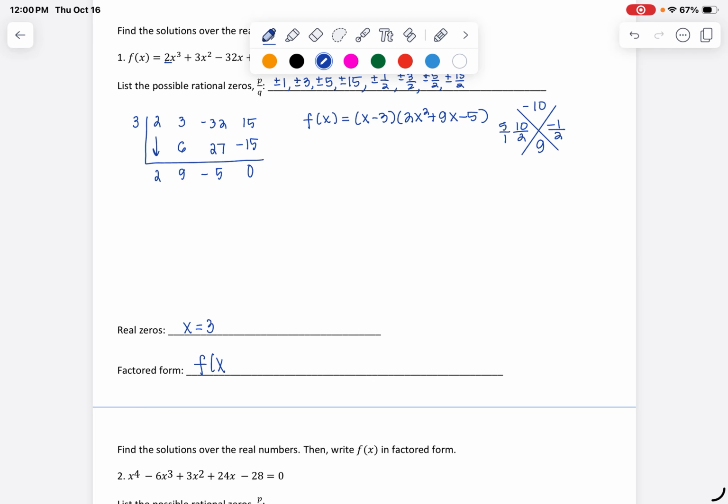f of x equals, do not forget the x minus 3. And then that's x plus 5 and 2x minus 1. All right, now to get my other two zeros, I'm going to set each of these factors, I'll just use my highlighter here so I don't have to erase, this and this equal to 0 and solve. So if I set x plus 5 equal to 0 and solve, I get x equals negative 5. And if I set 2x minus 1 equal to 0 and solve, I get x equals positive 1/2. And those are all real zeros.